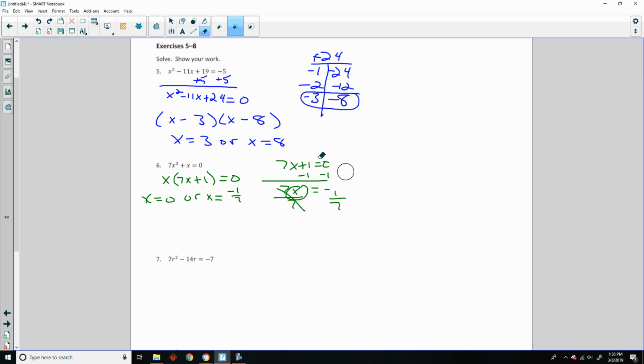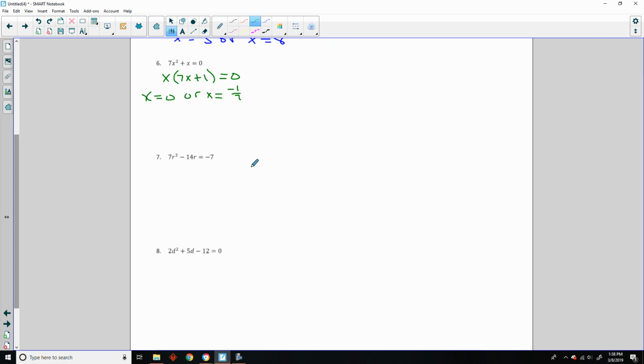Okay? But whenever you have a parentheses and a linear expression like this, then the coefficient becomes the denominator of the solution. And if you were doing my beats method in the prior lesson, you see that's what I'm doing every time. All right, number 7.